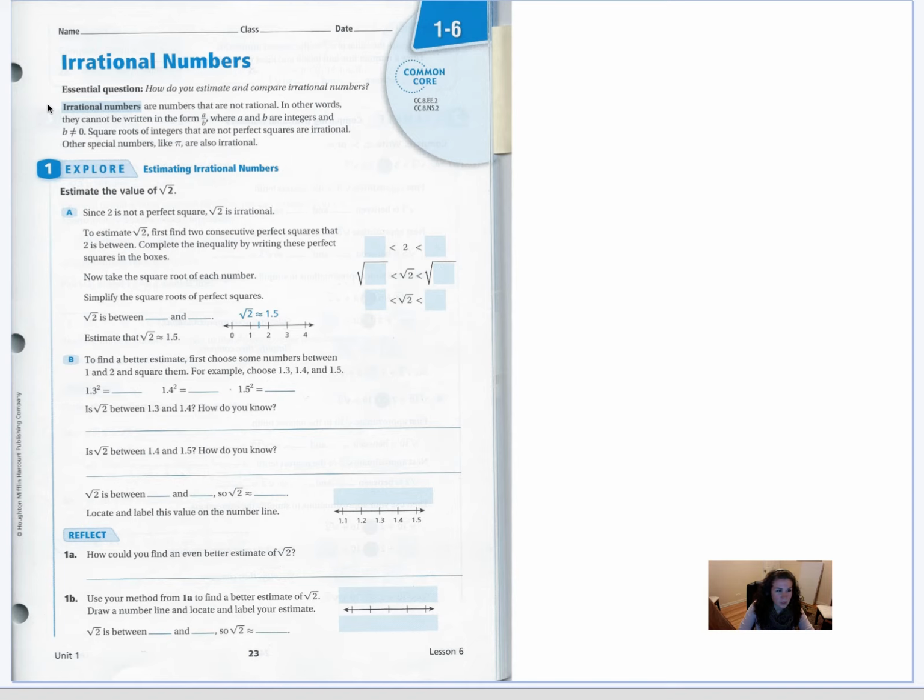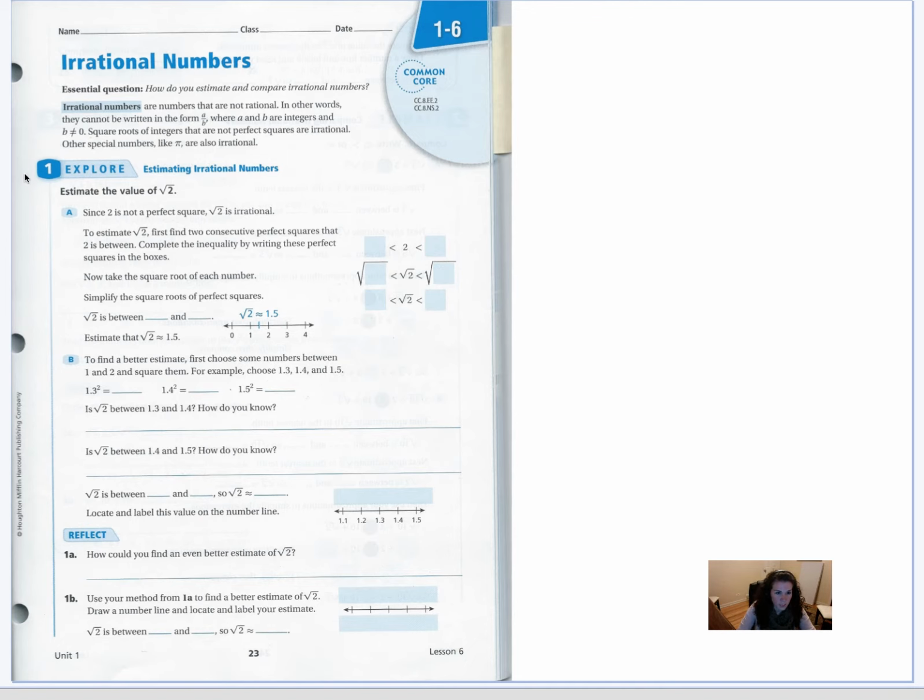So for review, let's look at the definition of irrational numbers. They are numbers that are not rational. In other words, they cannot be written in the form a over b, where a and b are integers and b does not equal 0. Square roots of integers that are not perfect squares are irrational. Other special numbers like pi are also irrational.